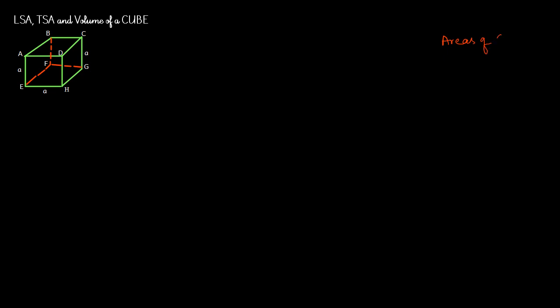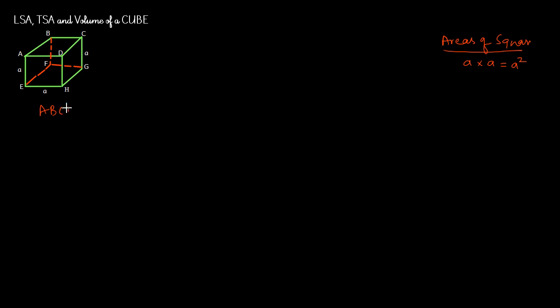Area of a square. So what is the area of a square? It is a into a, which is a square. So the area of a square is a square. Now coming back to this, when I said a cube is a box, which is a three-dimensional box, and all the sides are squares, let's take them one by one.